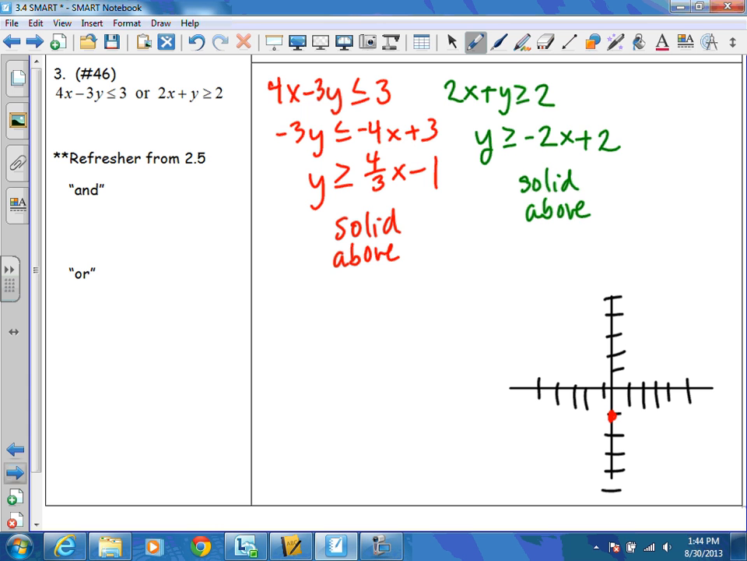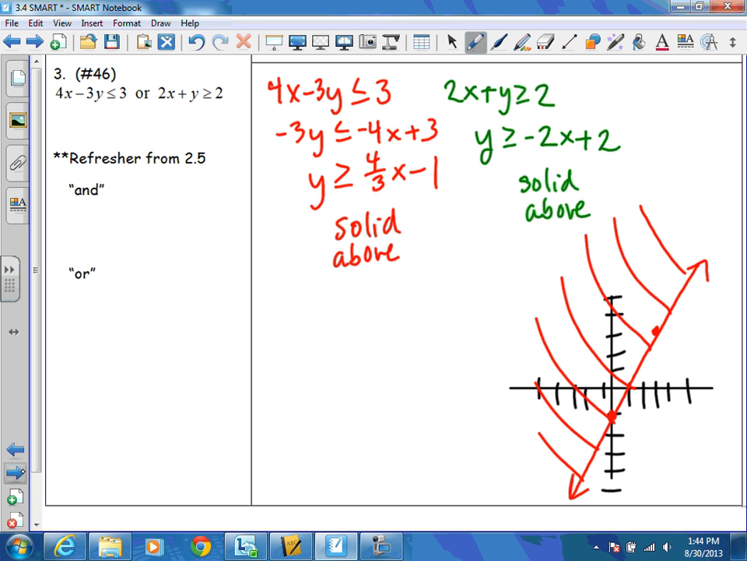Negative 1, 1, 2, 3, 4 over 3. We said it was solid, and I shade above. Then I'm going to start the other one at 2. I go down 2 over 1. And we set it as solid, and I'm going to shade above. Anybody not there yet? Raise your hand if you want more time to get to there.